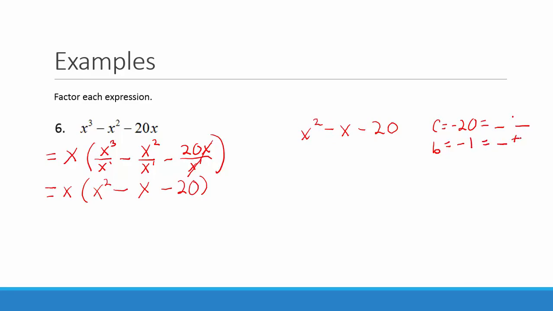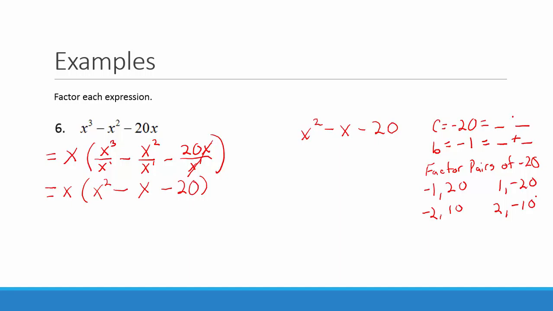So we need to find factor pairs of -20 that add to give -1. So let's find factor pairs of -20. So we can do -1 and 20, and 1 and -20. -2 and +10, and +2 and -10.